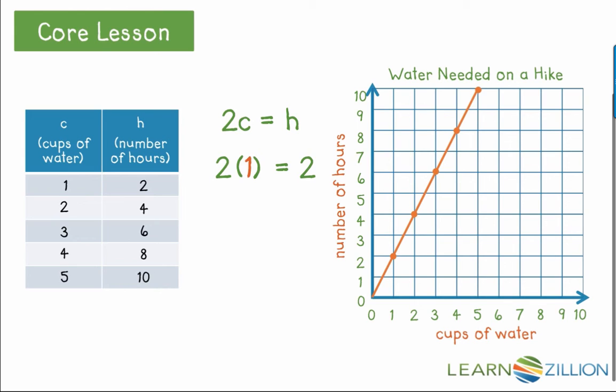Let's input a couple values from our graph to check the equation. If we input 2 cups of water for c, 2 times 2 is 4, or hiking for 4 hours. If we input 4 for c, for 4 cups of water, our result is 8, or 8 hours of hiking. Therefore, the table, graph, and equation model our situation and show the relationship between both variables.